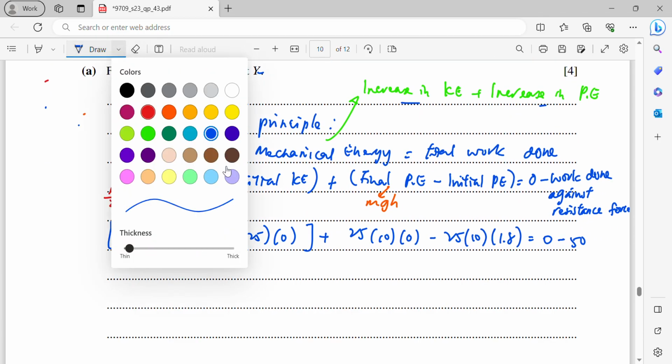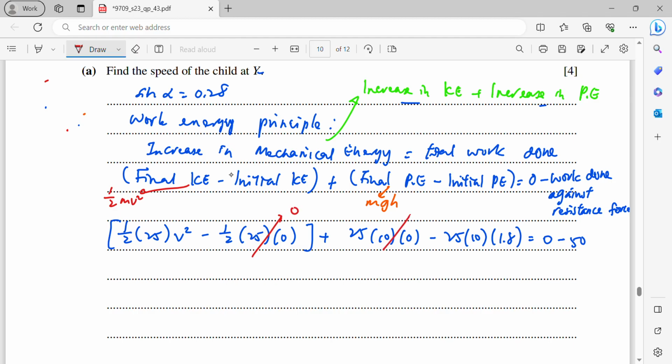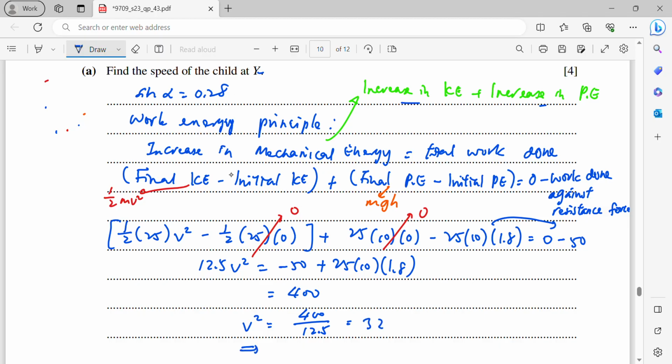When you look at here, the second term is 0 and the third term is 0. So I will get half times 25, which is 12.5, times v squared. The potential energy term will be moved to the right side. So I will get negative 50 plus 25 times 10 times 1.8, which is 400. Then my v squared is going to be 400 divided by 12.5, which is 32. Hence v is the square root of 32. You can leave your answer in the simplest form, which is 4 root 2 meters per second. That is the speed of the child at Y.